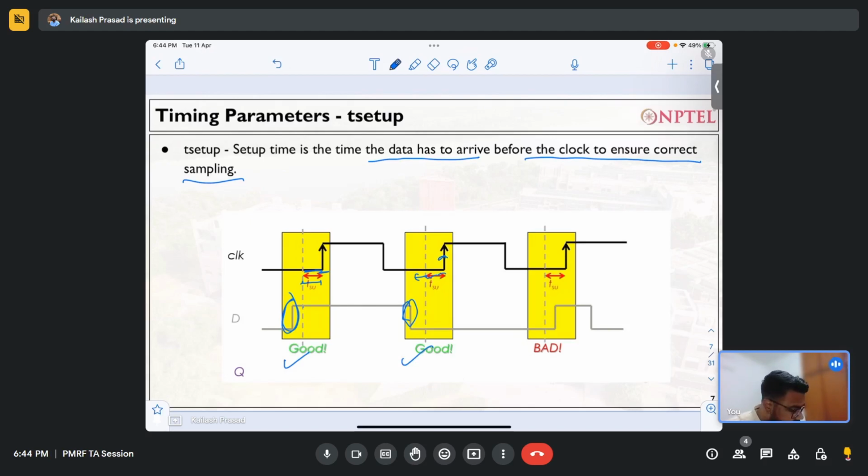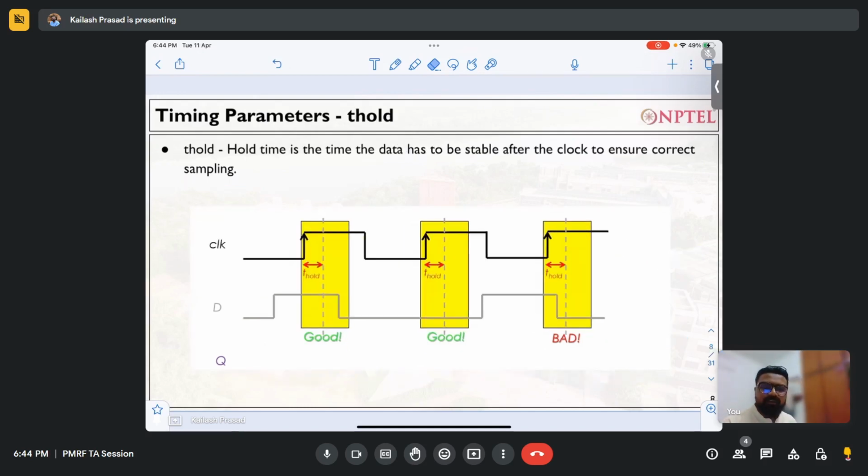But if you see over here that the data is changing in the setup window, we call this the setup window. And it is changing in between, so the output whatever you get will be incorrect. You don't know what output you will get, and you cannot say that it is correct; it will be incorrect. So this is how the setup time is defined. Is that clear to everybody? Okay, I believe so. Yes, sir.